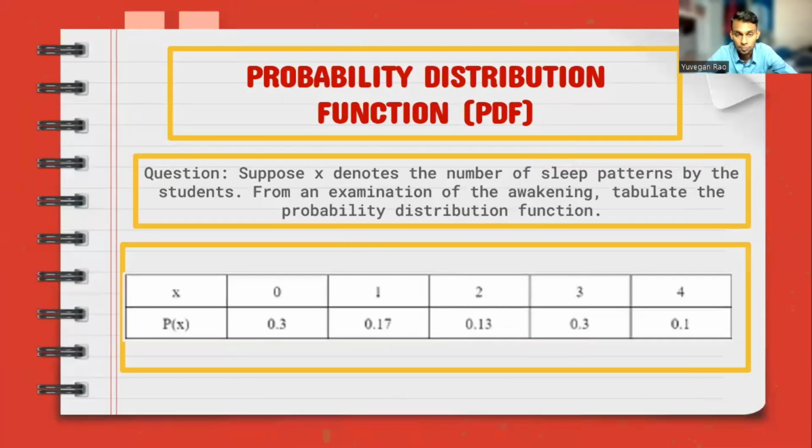All right, coming to the question, probability distribution function, PDF. So the question is, suppose x denotes the number of sleep patterns by the student. From an examination of the awakening, tabulate the probability distribution functions. So as you can see, this is the table consisting of 5 values of x.